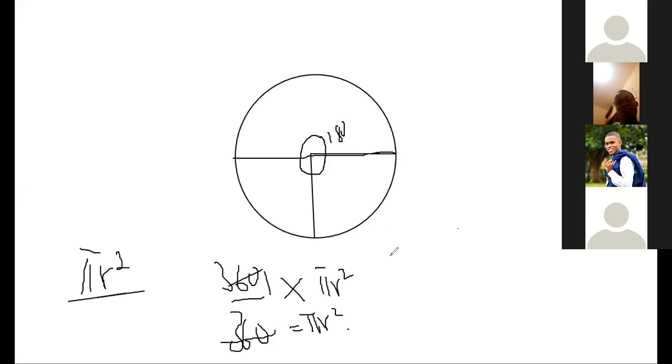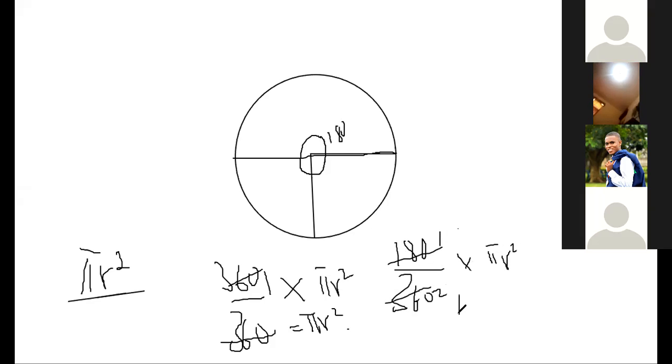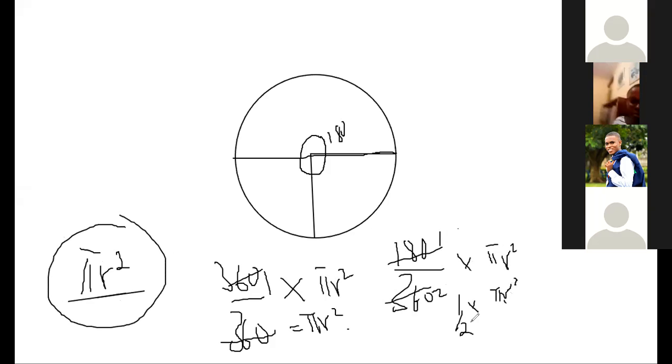Is that okay? So the angle will be 180 all over 360 times pi r squared. This one will give us 1 over 2. And that will be 1 over 2 times pi r squared. So finding the area of a semicircle is dividing the area of a full circle by 2. That is 1 over 2 times pi r squared.